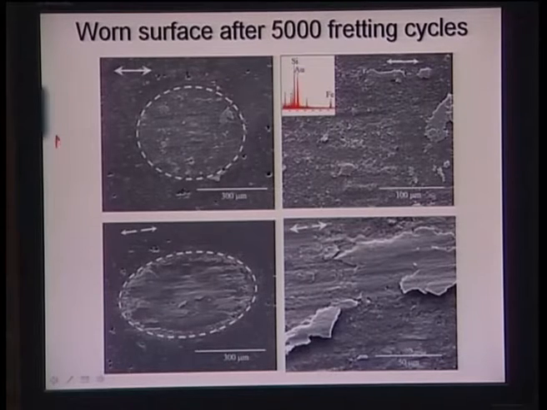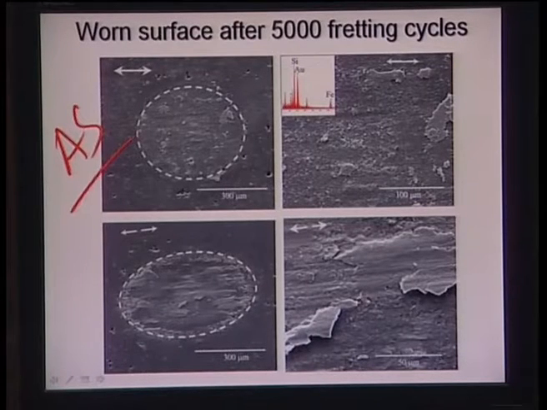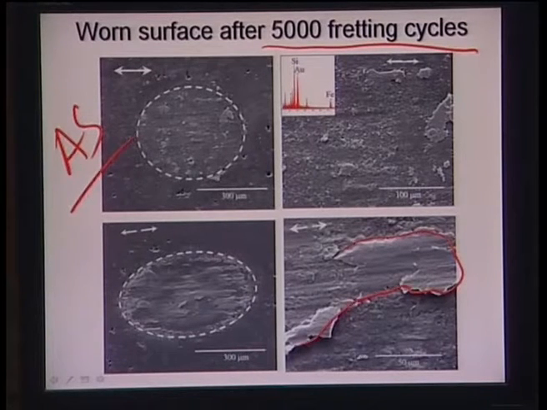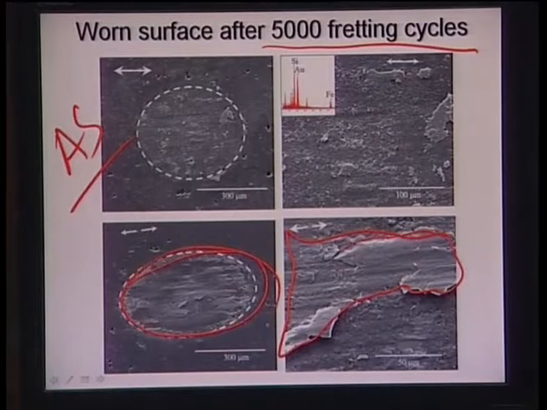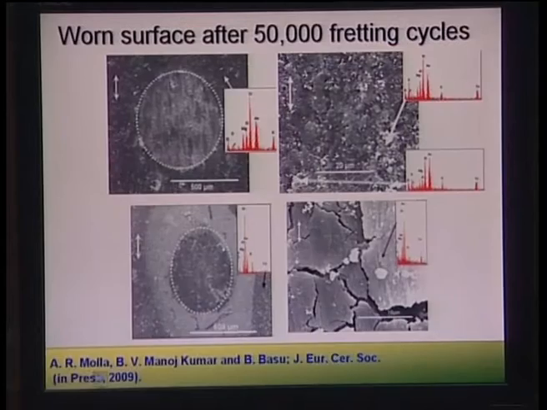Now that will be clear when you look at the worn surfaces. All these worn surfaces were taken after the artificial saliva testing. After 5,000 fretting cycles, what you notice here is a tribochemical layer formation, formed over the entire worn surface, thereby protecting the surface. And after 50,000 cycles we do see this tribo layer, but there is extensive cracking, and this cracking can potentially spall these materials out of the system, thereby exposing the underlying material to further wear.